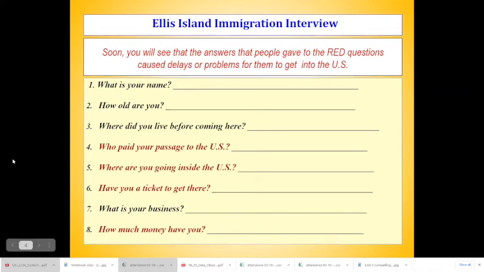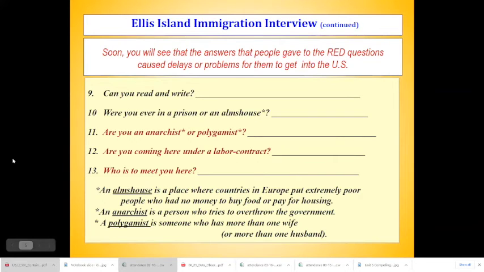Andrea, do you have the last word? There we go. They wanted to know, can you read and write? Were you ever in prison or an almshouse? And if you're not aware of what an almshouse is, we have put the definition at the bottom of the questionnaire. Are you an anarchist or a polygamist? Once again, both of those words are defined for the students. Are you coming here under a labor contract? And who is to meet you here? So they wanted to know a lot of information before they ever moved out of the inspection area.